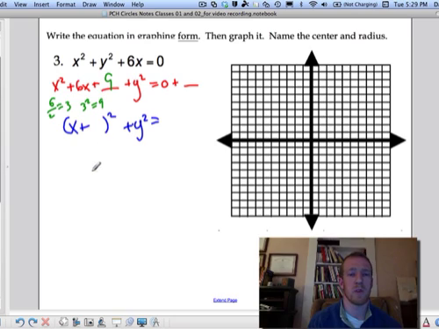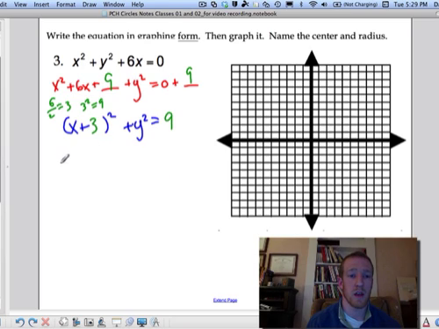So that's the number we need to add here, because this, x squared plus 6x plus 9, factors to (x plus 3) squared. If you don't believe me, just pause the video and factor this, and you should get that. And then I have to add 9 to both sides, so that's my completed equation.